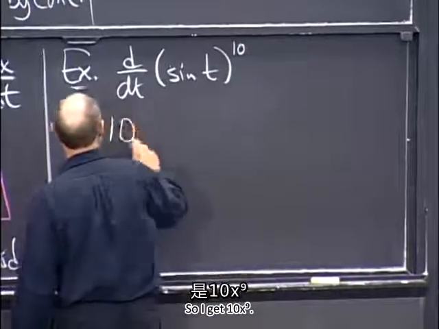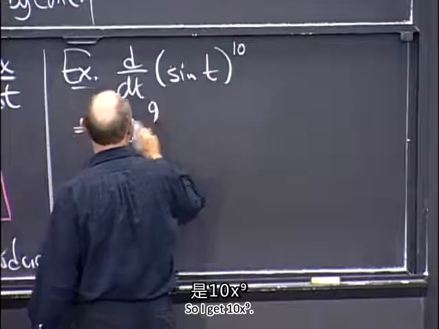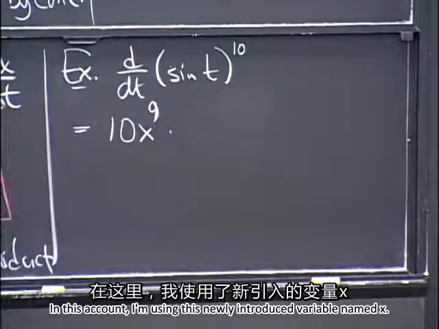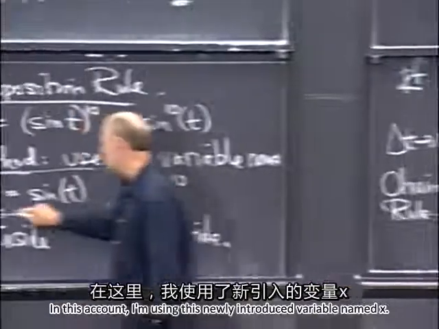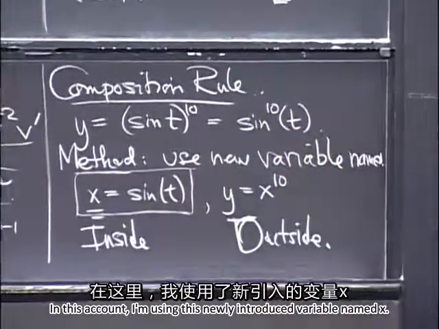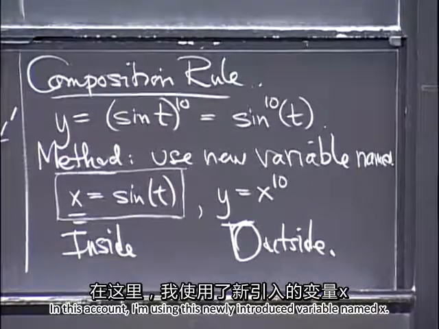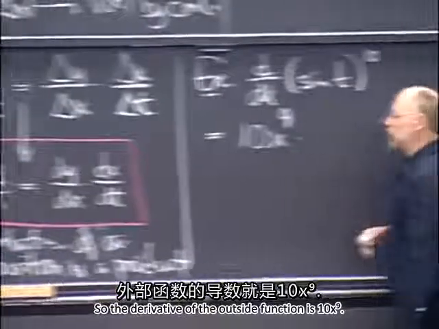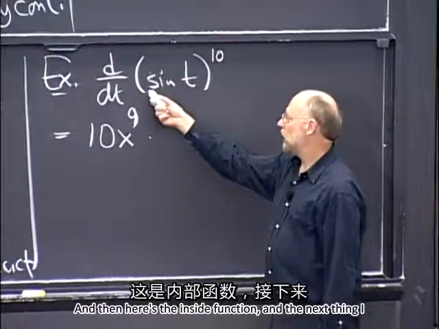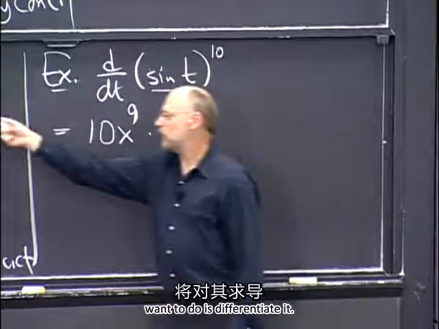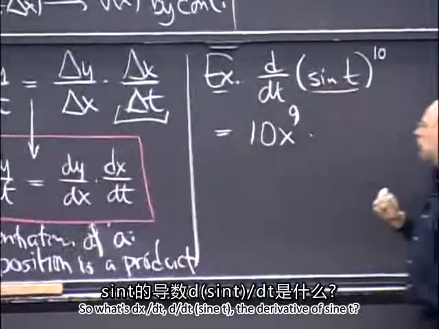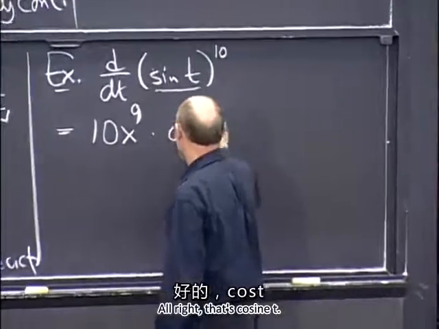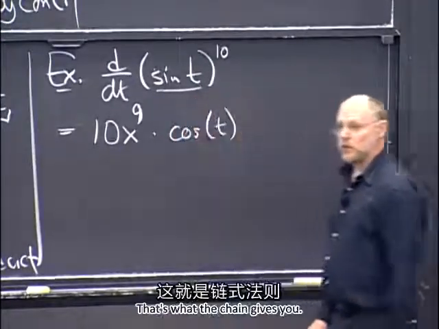So I get 10x to the 9th power. I'm using this newly introduced variable named x. So the derivative of the outside function is 10x to the 9th, and then here's the inside function, and the next thing I want to do is differentiate it. So what's dx dt? The derivative of sine t, that's cosine t. That's what the chain rule gives you.